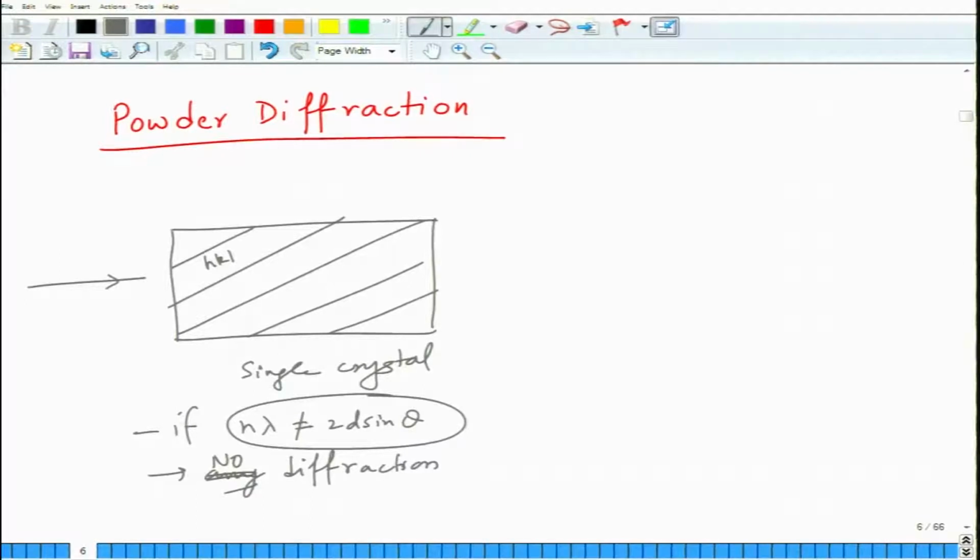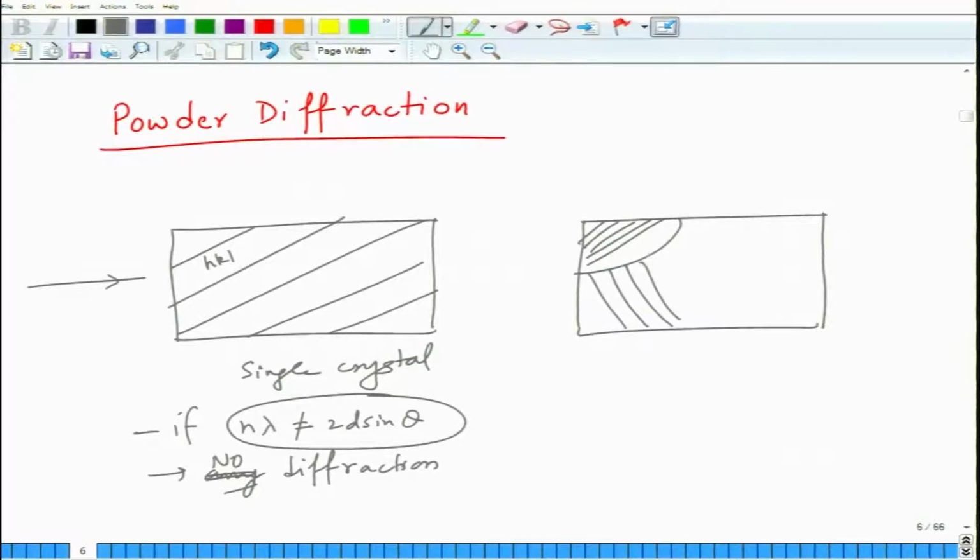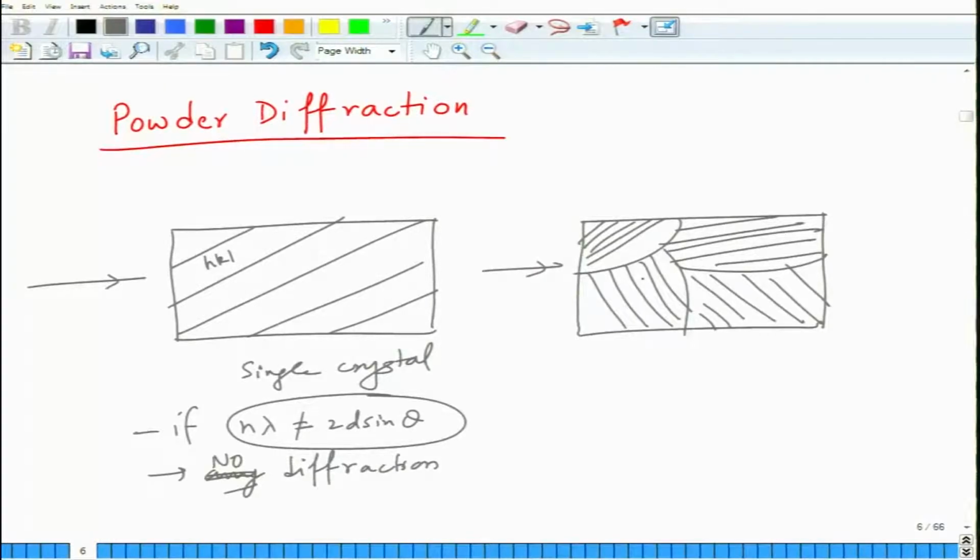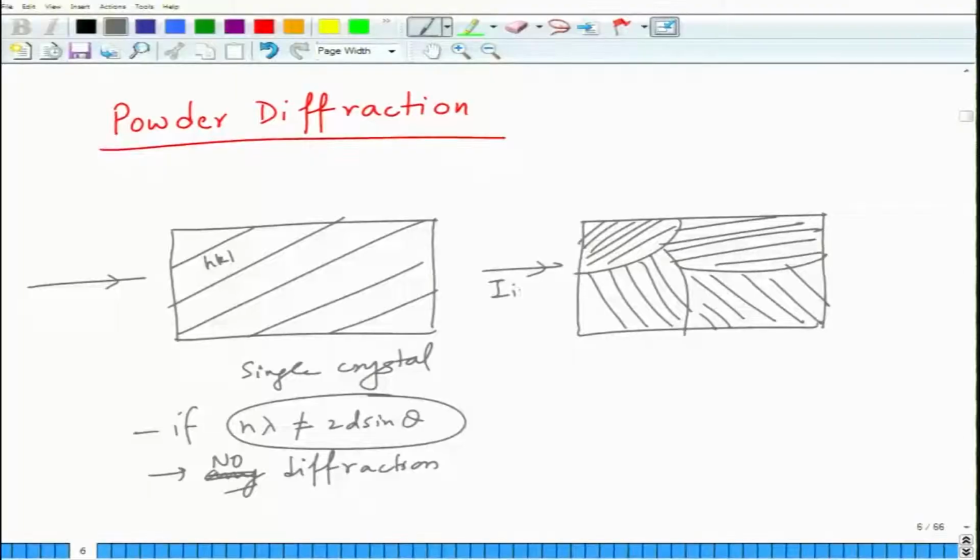if this equation is not satisfied, because you have only one set of planes at a given orientation. Now, in case of a powder sample, in certain regions you will have HKL like this, but in the other region your HKL will be like this. In another region your HKL could be like this. In the other region your HKL could be like this. So, you have multiple possibilities, millions of possibilities of orientation. So, when the beam comes, it will always find a set of planes which will satisfy Bragg's law with respect to the I in.